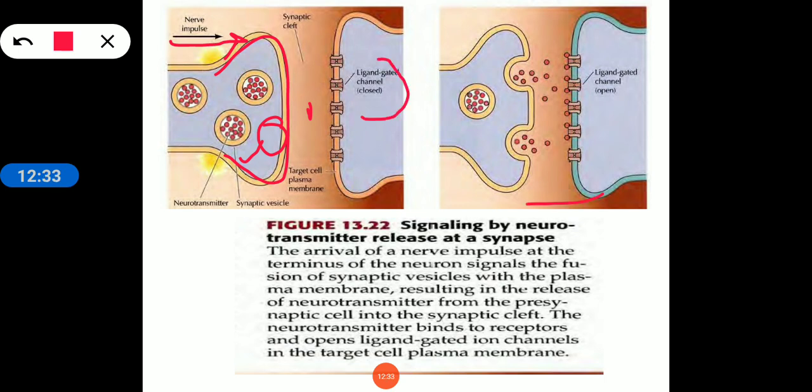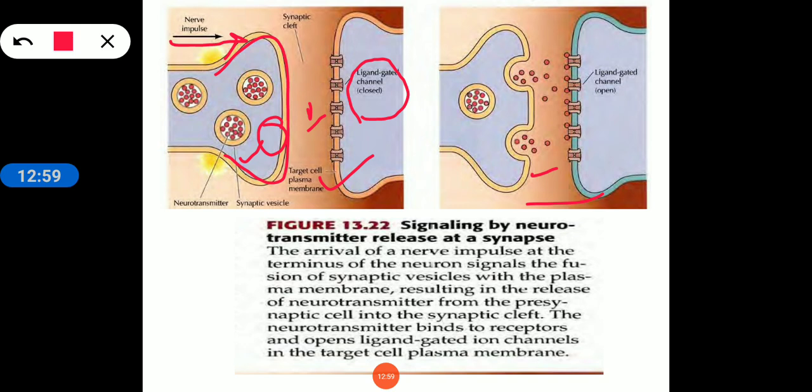Okay, so here you can see that the neurotransmitters are released in the synaptic cleft, and these are the ligand gated ion channels. Now here in this figure, the neurotransmitters are the ligand for these channels. Okay, so when there is no neurotransmitter present in the synaptic cleft, the ligand gated ion channels are in closed condition, in closed state.